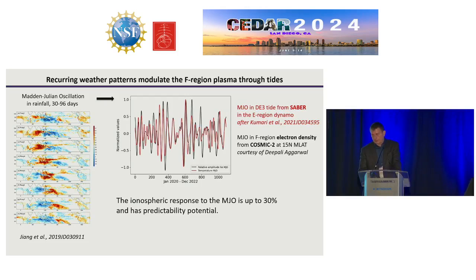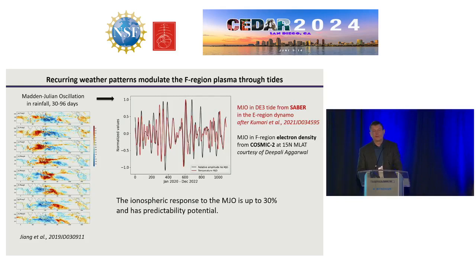And we already know that the modulation of tropospheric convection has a big impact on the neutral tides in the E region. That's what you see in red there. That's a tidal modulation in this 30 to 96-day range of a particular tidal component. And in black overlaid is the F region electron density response from COSMIC-2 data at 15 degrees magnetic latitude, which means that the E region dynamo modulations can be conclusively tracked down to the Madden-Julian oscillation and really impose a corresponding modulation in the F region ionosphere.